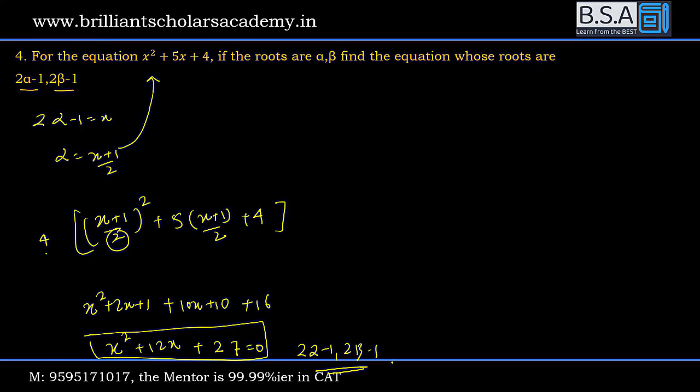Let us say you want to verify. Sir, I am not sure. This is correct. What were the roots? Alpha was equal to minus 1 and beta was equal to minus 4. So what happens? 2 alpha minus 1 will become minus 3, and 2 beta minus 1 will become minus 9. So what is the equation?